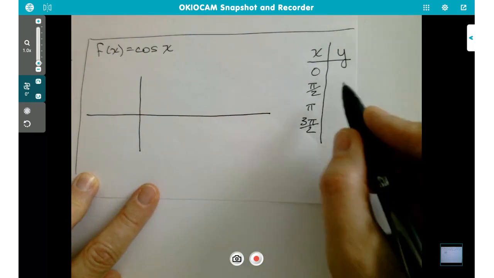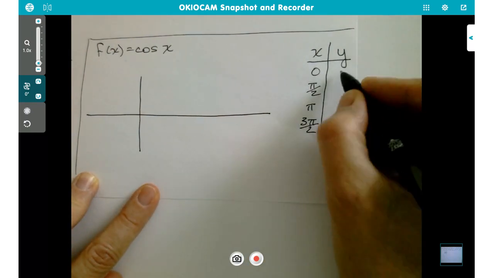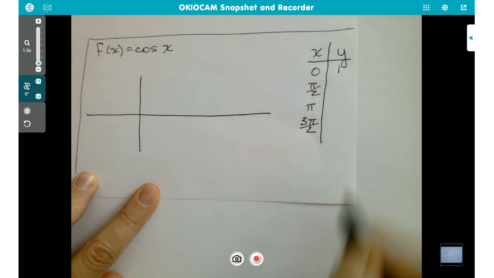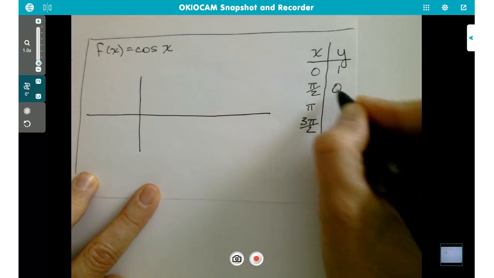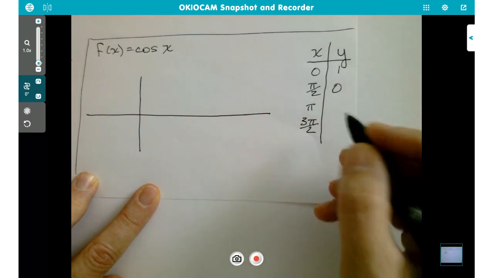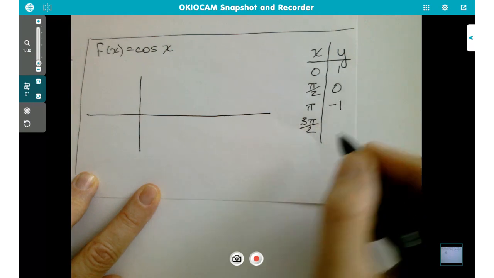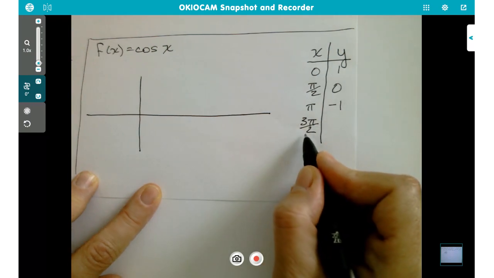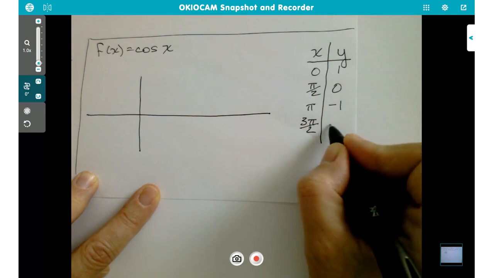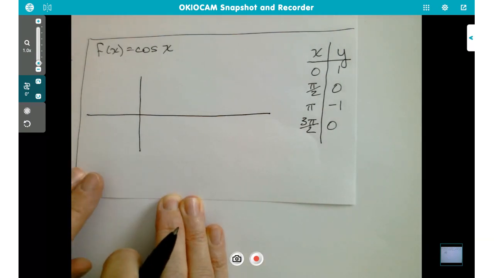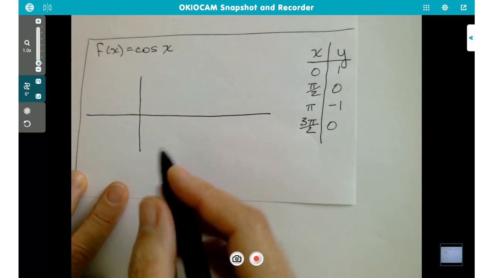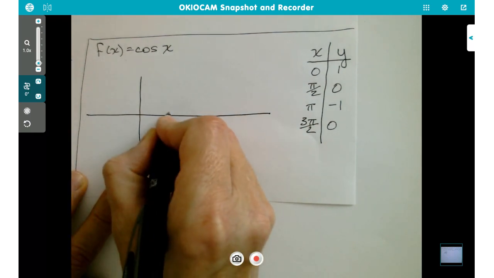So let's see. Cosine of 0 is 1. You can use your unit circle for this. Use those quadrant angle points. Cosine of pi over 2 is 0. Cosine of pi, we're at -1. Cosine of 3 pi over 2 is 0. You might be having deja vu a little bit to the sine function. Those look familiar.